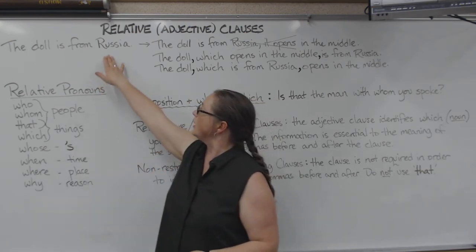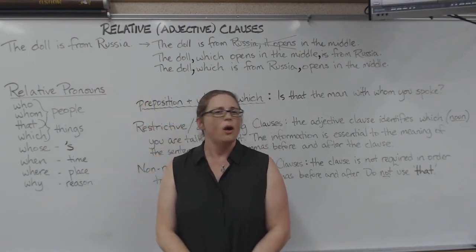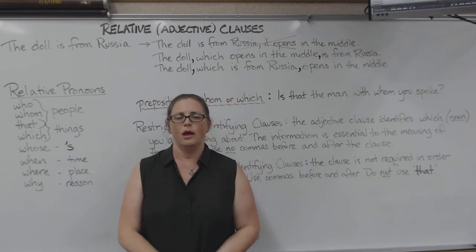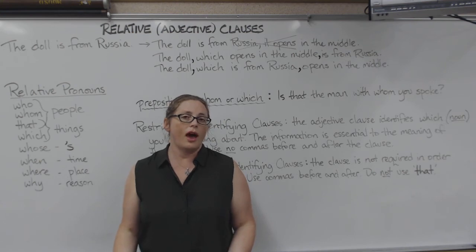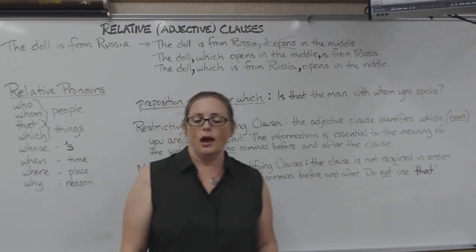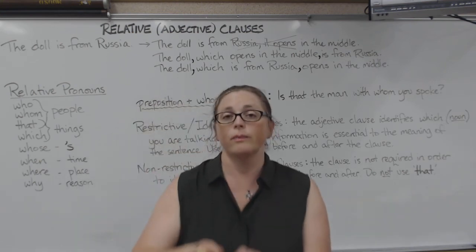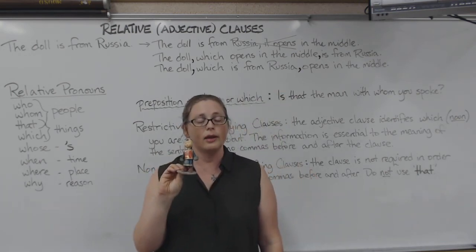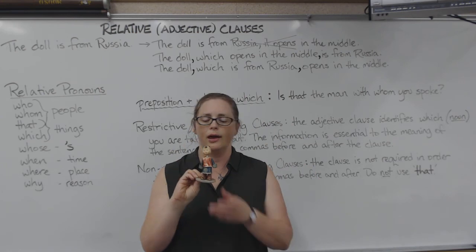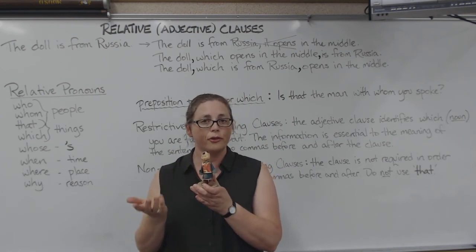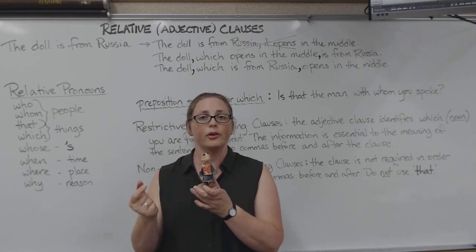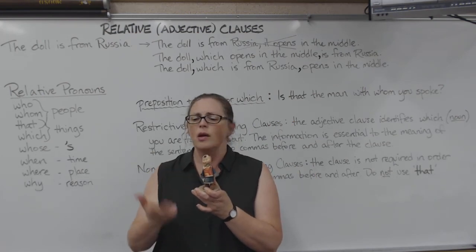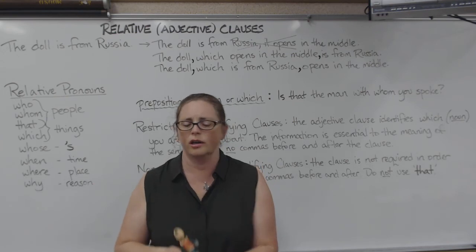So let's take a look right here. The doll is from Russia. What if I want to add more information about the doll? Sometimes you can do that in other ways. I have a doll right here, and I could say the doll with leather clothing is from Mongolia. I can use a prepositional phrase, with leather clothing, and that's fine. But that doesn't always work.